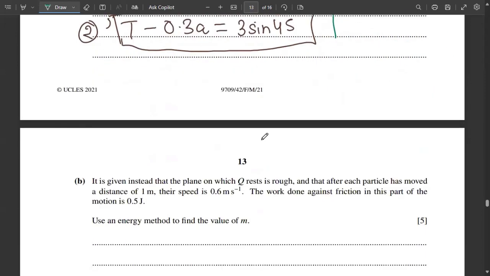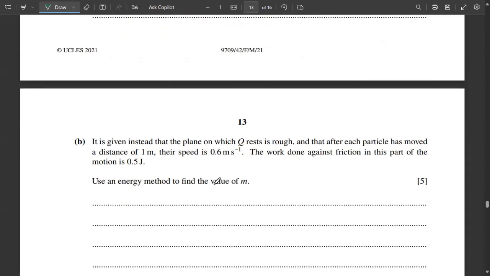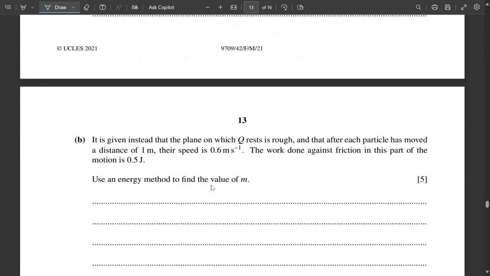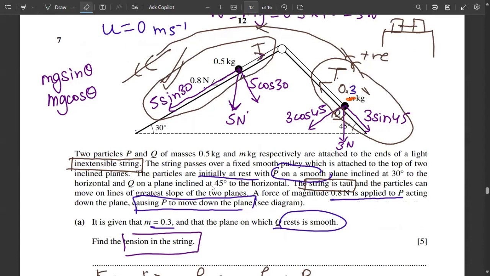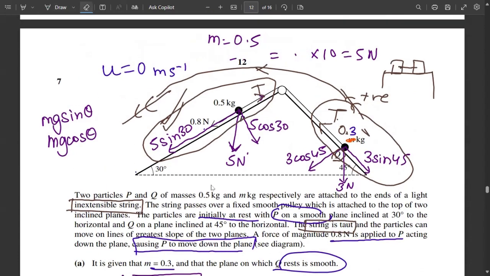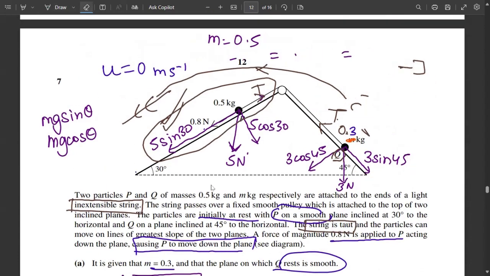Let's move forward. Oh, there is a B question also. So let's start reading this question. It is given instead that the plane on which Q rests is rough. Now what does that mean? Everything will remain the same. Let me just clear everything out, all of this mess.